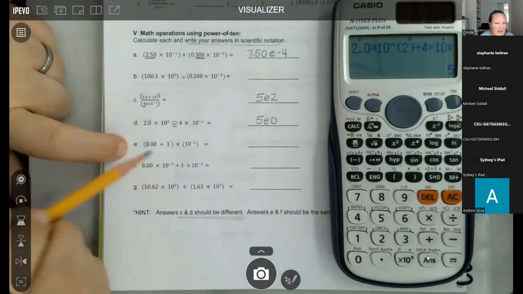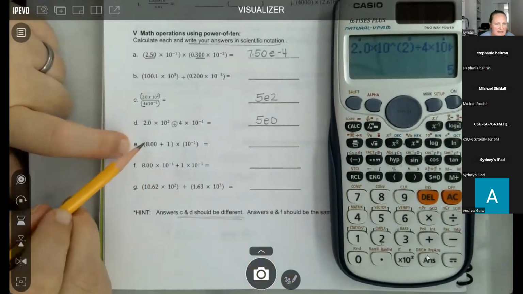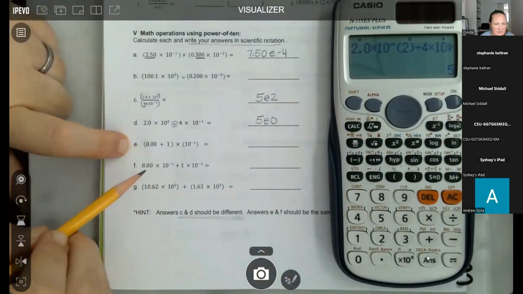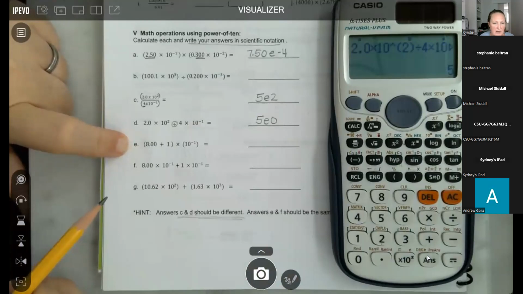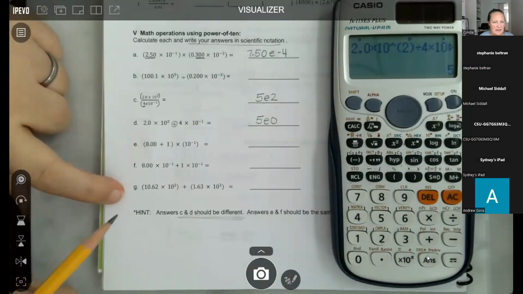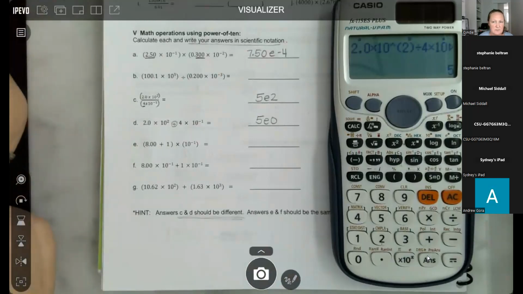So when you do E and F, you're going to do the similar idea, right? We'll use parentheses in this one and not in this one. So again, a lot of it is just being able to use your calculator properly and to get the answers here. Are there any questions on this section?